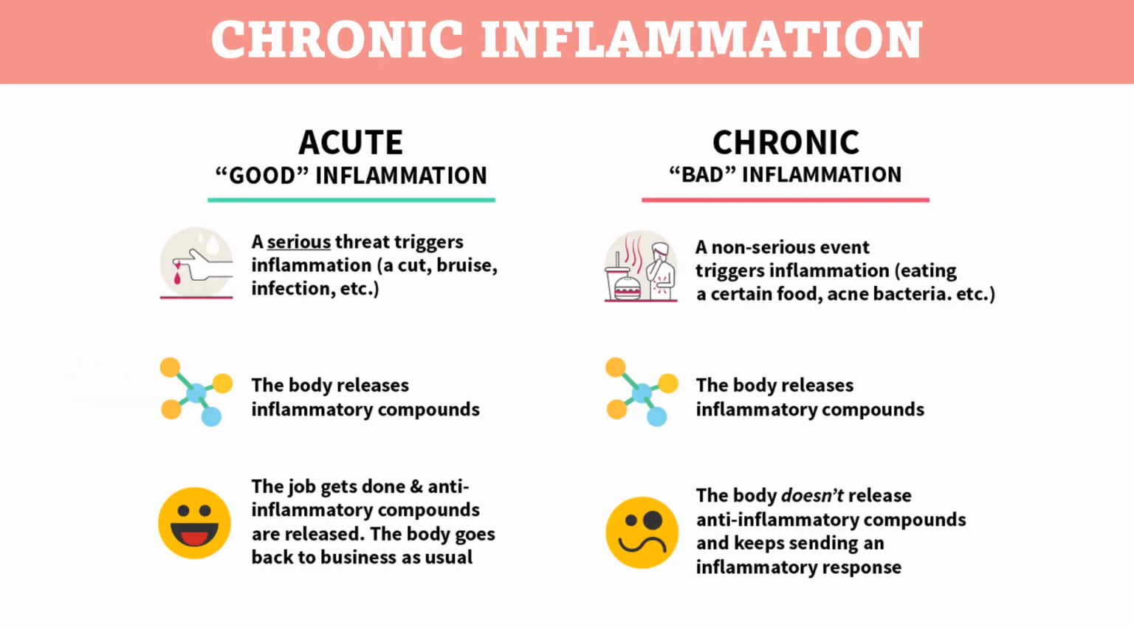Chronic inflammation versus acute inflammation. Acute is good inflammation and chronic is bad inflammation. In acute inflammation, a serious threat such as a cut, bruise, or infection triggers inflammation. The body releases inflammatory compounds. The job gets done and anti-inflammatory compounds are released. The body goes back to business as usual.